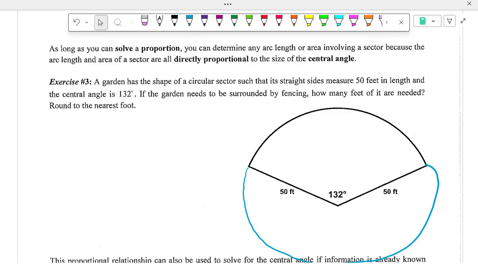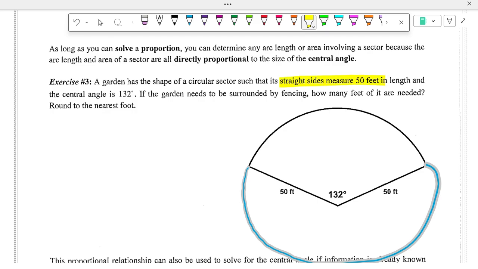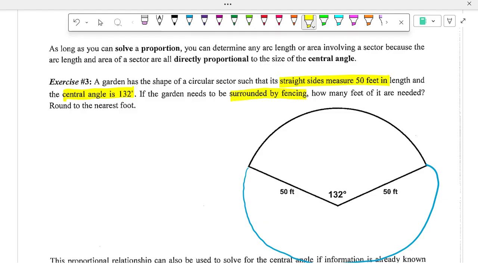All right, guys, let's talk about this. Even if you didn't get it, it's okay. We'll walk it through together. A garden has the shape of a circular sector with straight sides that measure 50 feet in length and a central angle of 132. The garden needs to be surrounded by fencing. How many feet of it are needed? Round to the nearest foot. If we're surrounding by fencing, it's not asking how big the garden is. It's asking how much fencing we need.